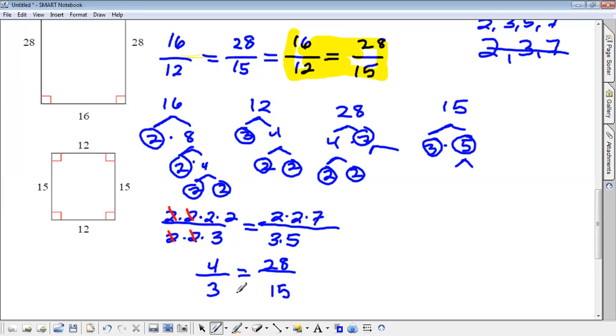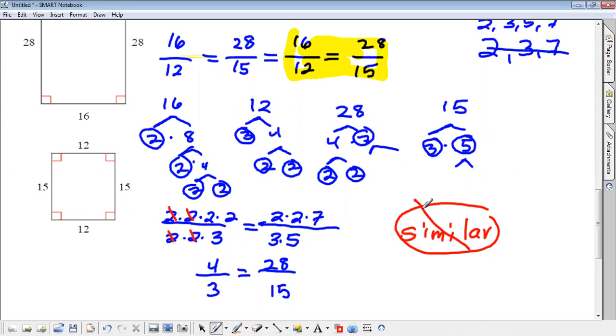Now, are these equal to each other? Is this fraction equal to this fraction? So therefore your answer is similar. And the answer is, they're not similar. Remember, when you have a circle with a line through it, that means no, not similar. So that's how the other problems are.